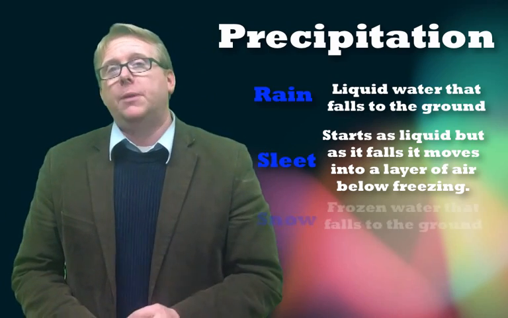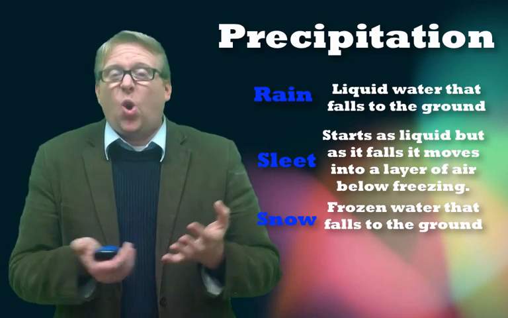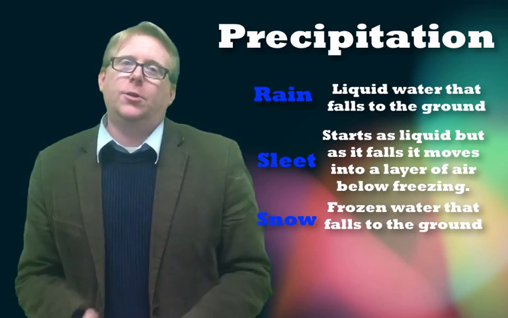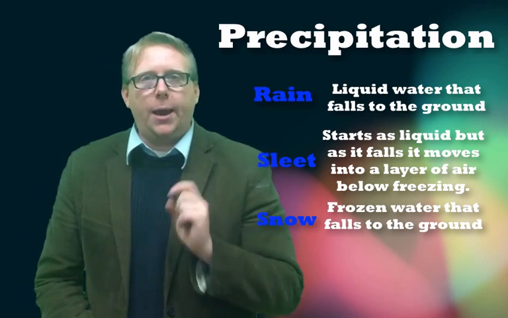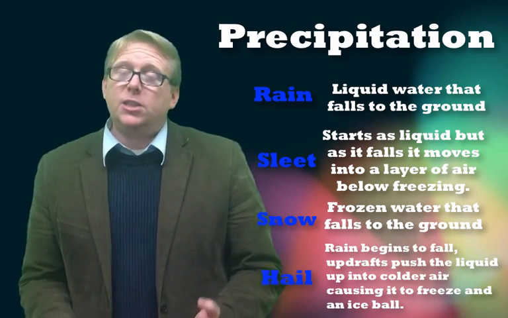Our third type is snow, where a cloud simply moves into a group of air that is cold enough to freeze it, and it falls out as a solid, and all the students are really happy because there's a chance for a snow day. And lastly is hail. And hail is actually really interesting.